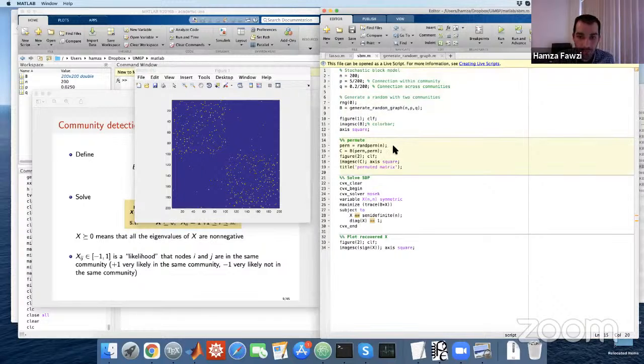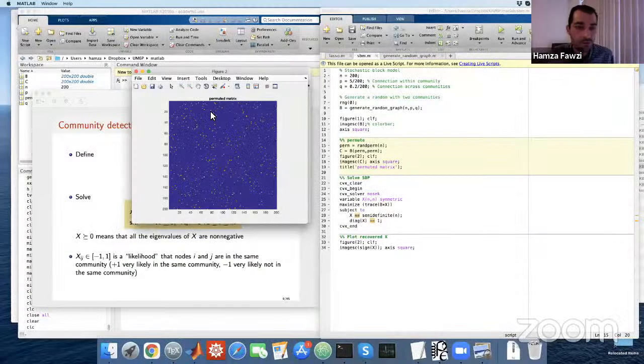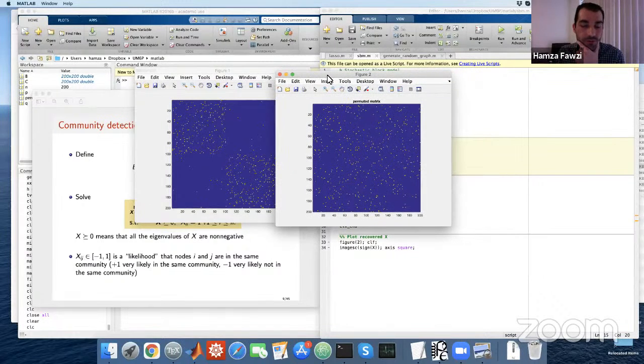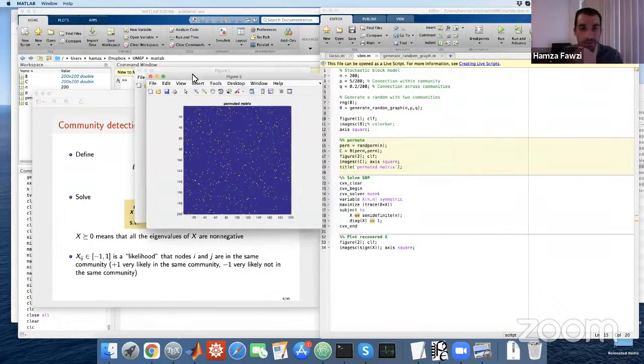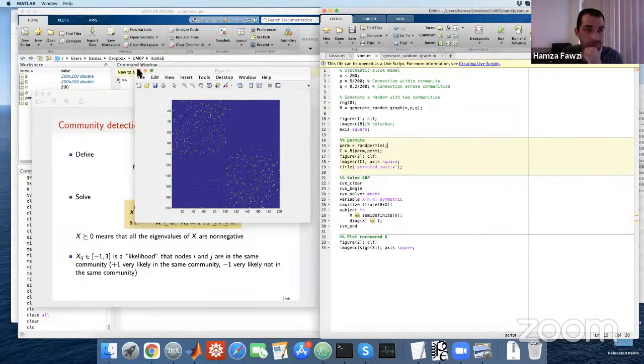But what the computer will actually see is different. Here I've just permuted the rows and columns of this matrix, and now it's much harder to see two different communities. Yet this graph is exactly the same graph as this one. I've just relabeled the nodes in this graph. Okay, so now let me close these.